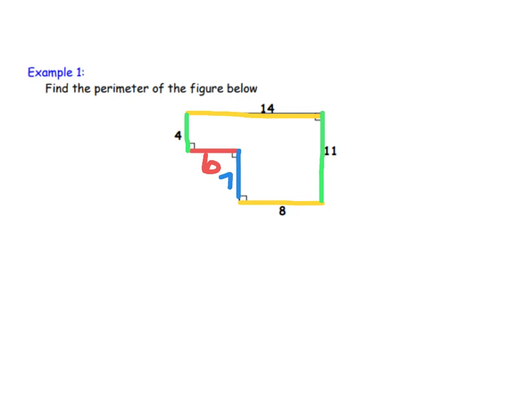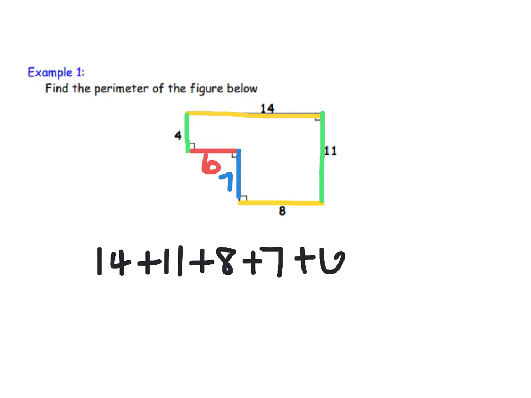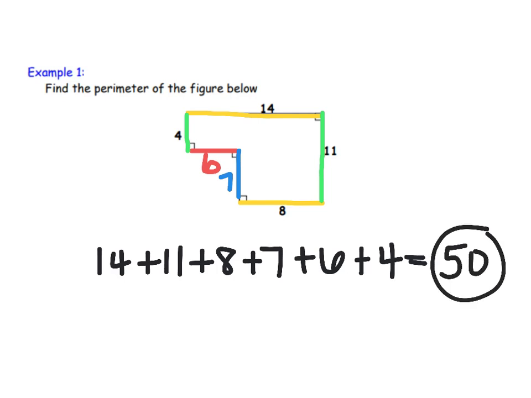And then I can add these up. 14 for the top, plus 11 for the right hand side, plus 8 for the bottom, plus 7 for that blue piece that we just found, plus 6 for that red piece, plus 4 for the left, equals the entire perimeter around the whole thing, which is 50. Inches, centimeters, meters, whatever measurement they give you.